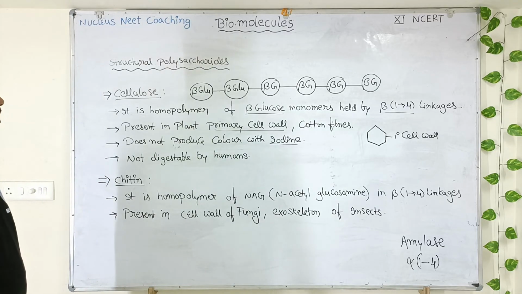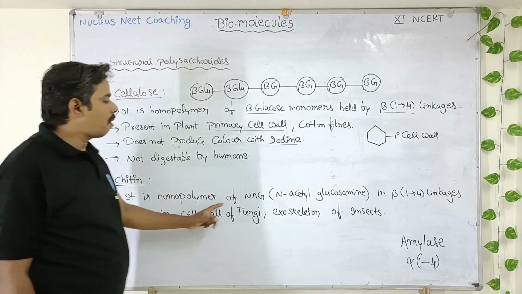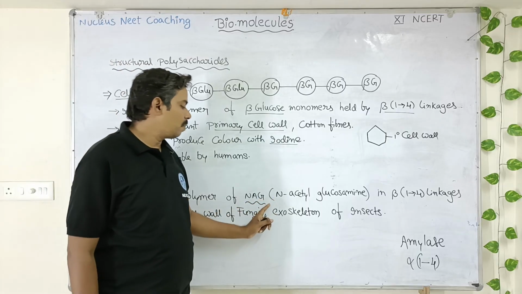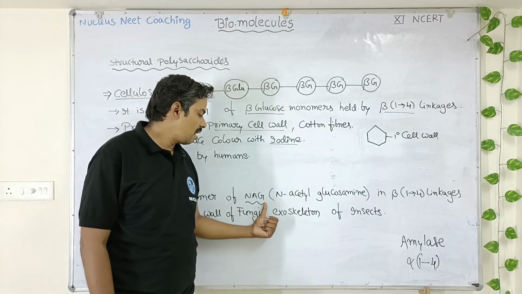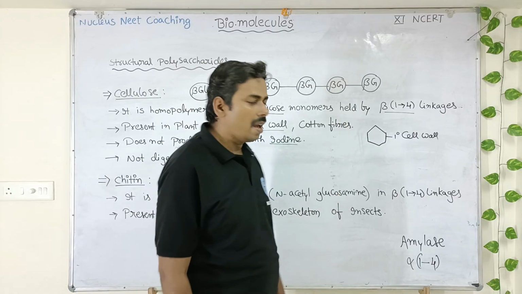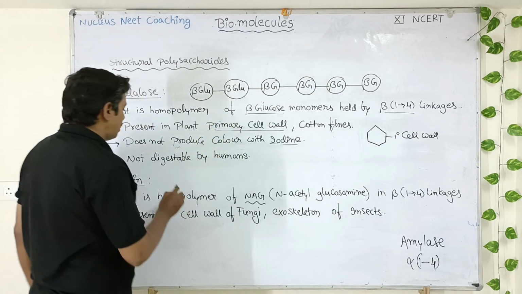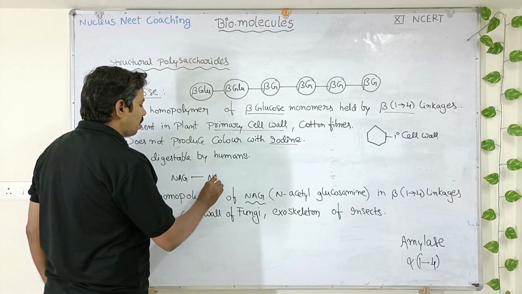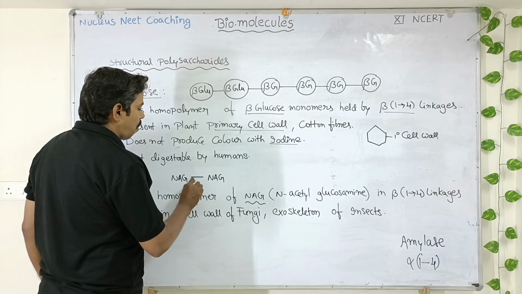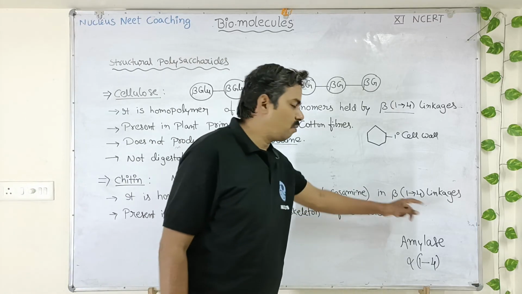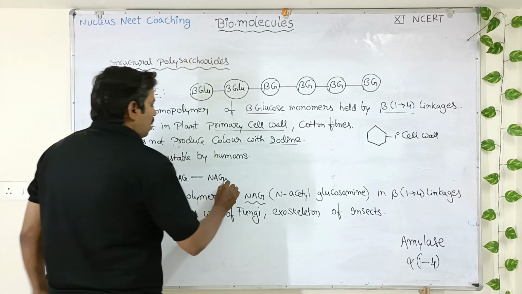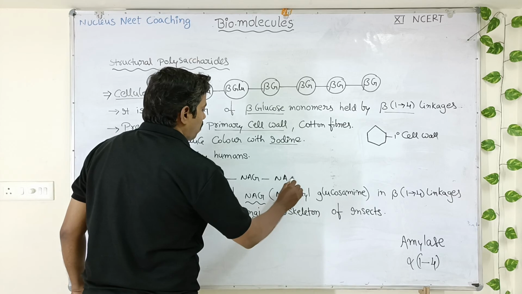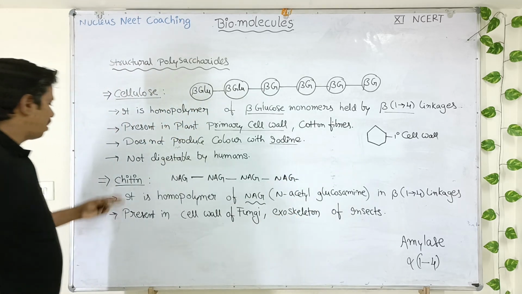Now, the next structural polysaccharide, chitin. It is again a homopolymer of a special type of sugar called N-acetyl glucosamine, NAG. NAG stands for N-acetyl glucosamine. So one N-acetyl glucosamine sugar is attached to another N-acetyl glucosamine monomer by a bond. The name of the bond is beta 1 to 4 bond. So this repetition of bonding results in formation of a long chain of polymer which gives rise to chitin.